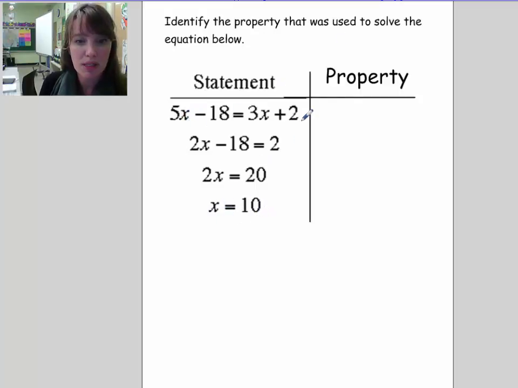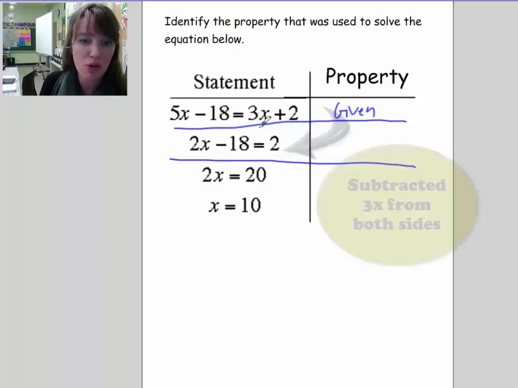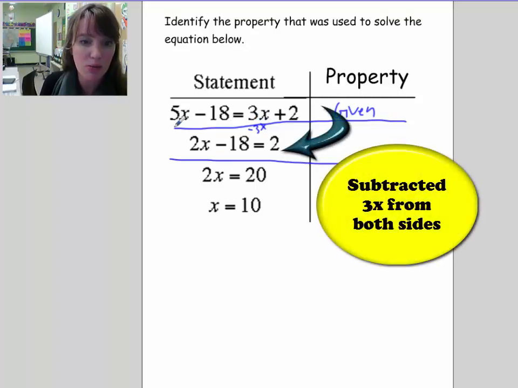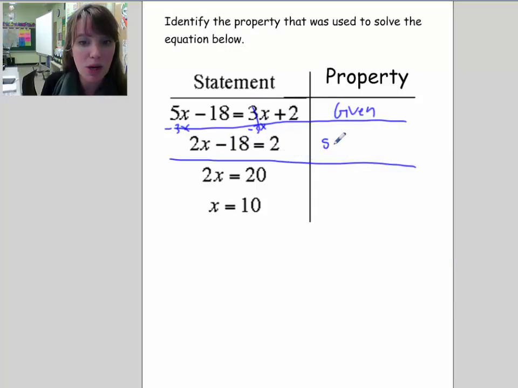So the first one is a statement, so we don't need to write a property there. That's just, actually what I can write down is given. That was already given. Now, what did I do between here and here? Well, it looks like I subtracted 3x from both sides, because what I got was 2x minus 18 is equal to, and that would have canceled out. So this would be the subtraction property of equality. I'm just going to abbreviate it here.